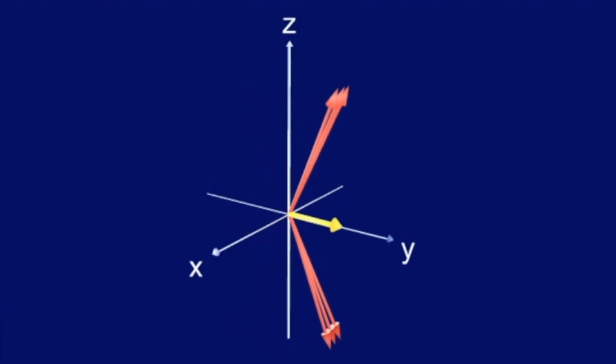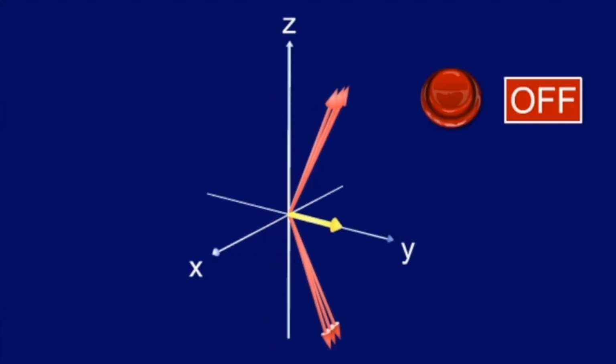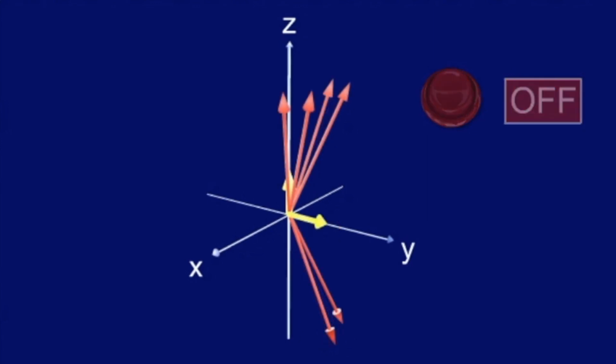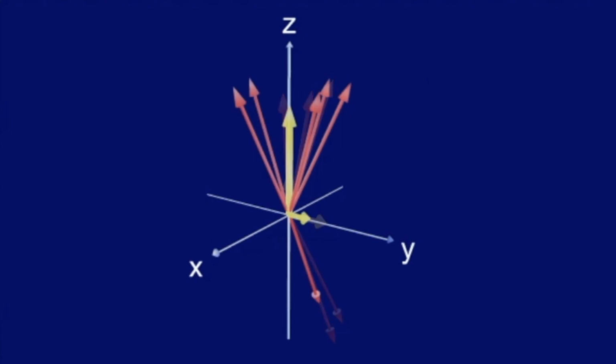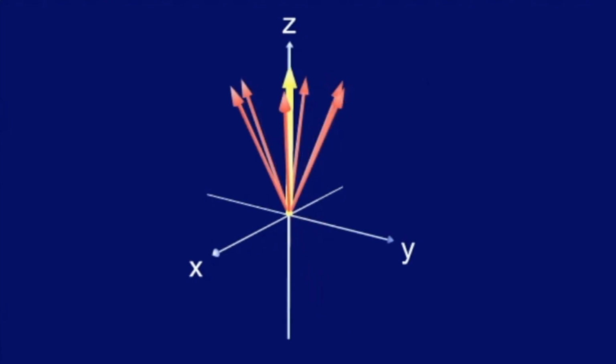What happens when the RF pulse is switched off? 2 things happen. Protons go back to their lower state of energy, and they lose phase coherence. It's important to note that both processes occur simultaneously and independently. For the sake of simplicity, let us look at what happens step by step, and first focus on the longitudinal magnetization.